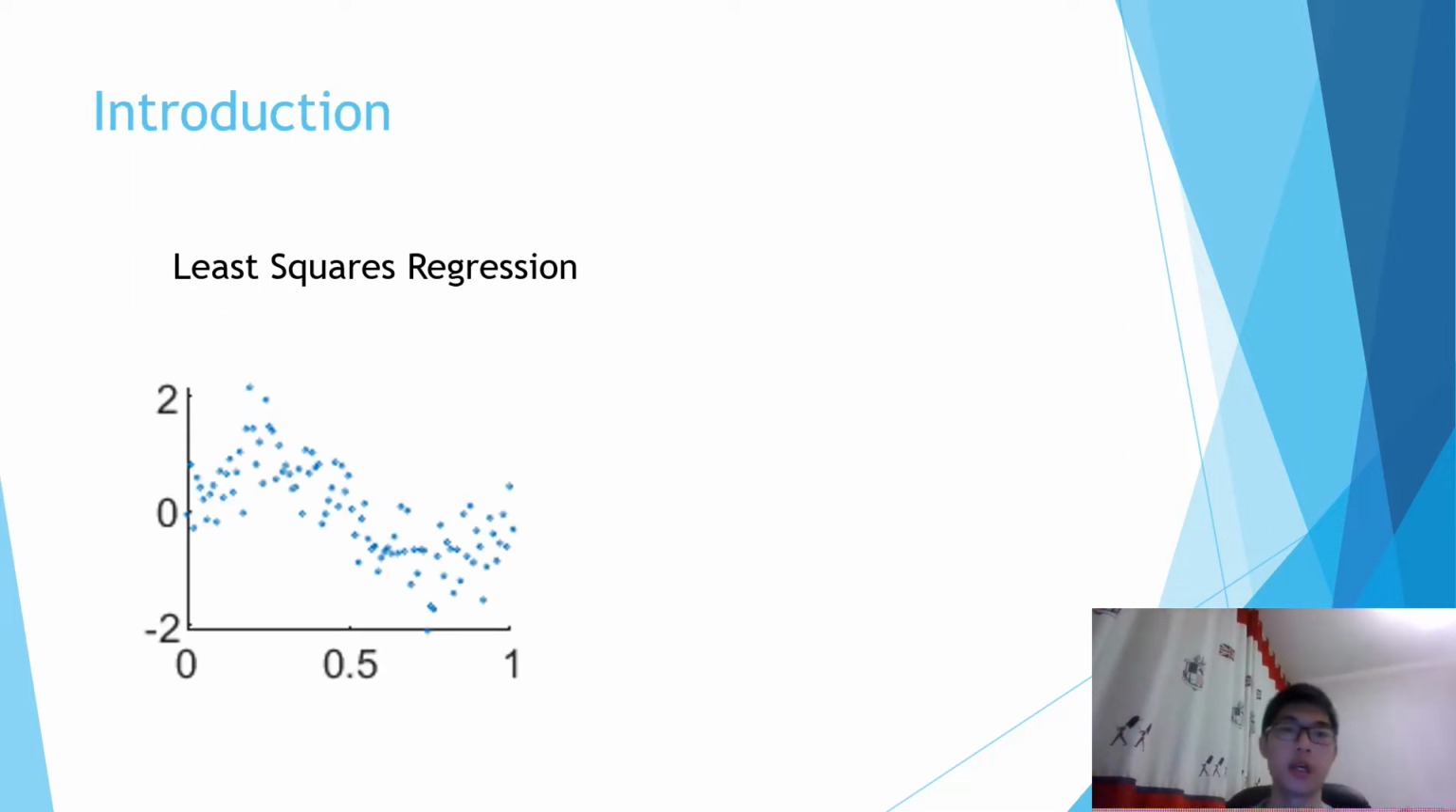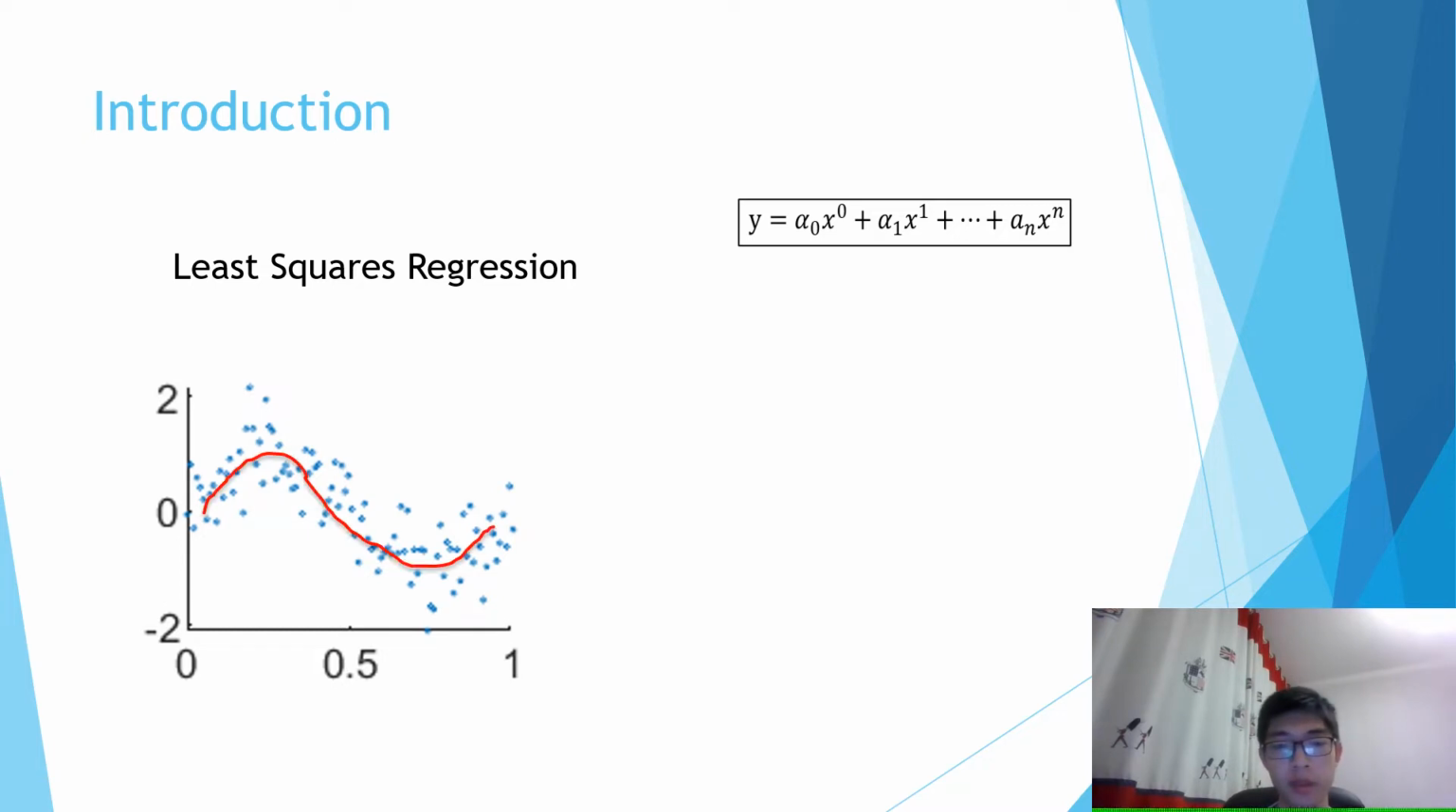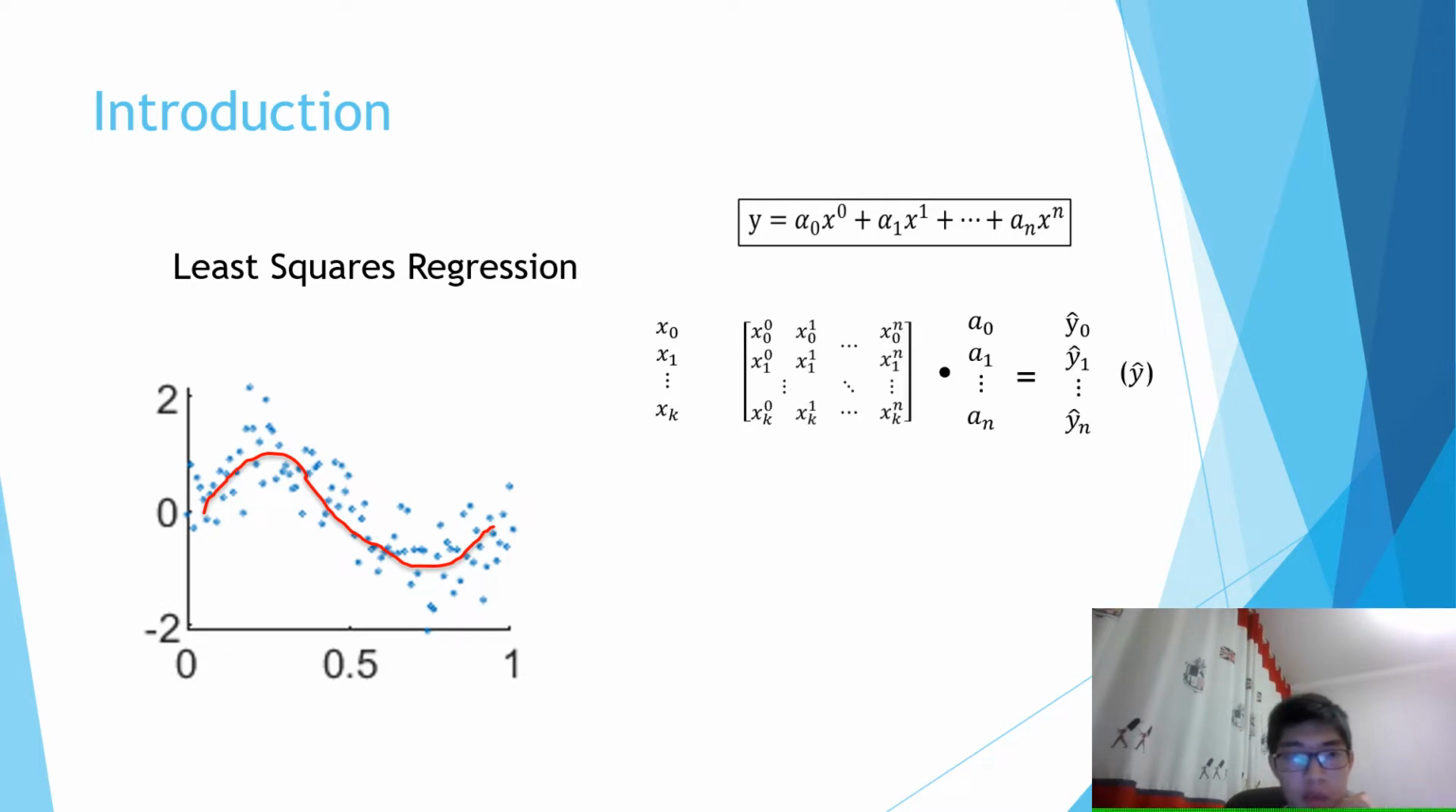In this project, I was given a couple of data points, like the left corner shows. My goal is to plot out the polynomial models that fit the data points the best. The x values are interpreted as x0 to xk. Because I am looking for polynomial models, I extend the x matrix to the size k times n plus 1. What I want to figure out in this project is just the coefficient vector that gives the predicted y hat vector that is closest in L2 distance to the actual y vector.